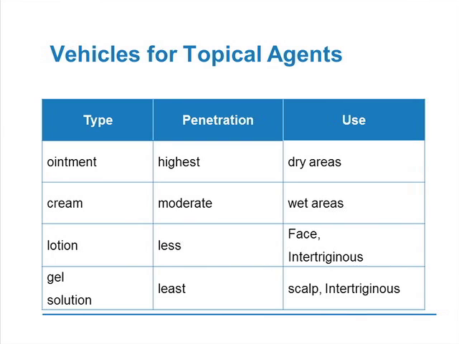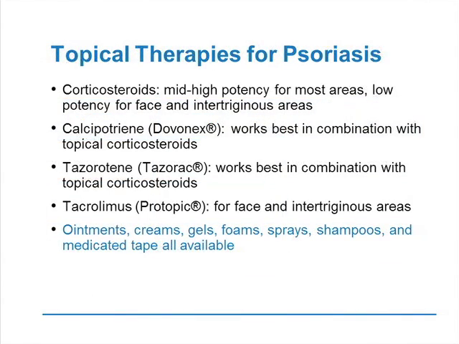Lotions, gels, and solutions are what we use typically on the scalp, because you're trying to treat the scalp and not the hair itself. Cream and ointment gets absorbed in the hair, so hence the importance of using solutions to deliver the drug. So here's an example of a number of topical therapies for psoriasis.